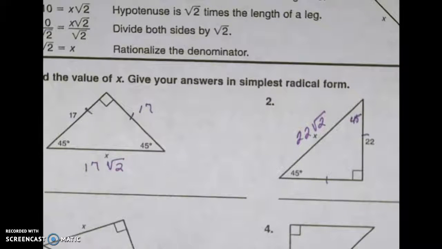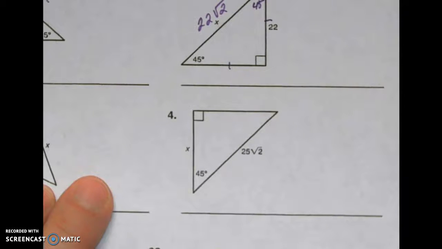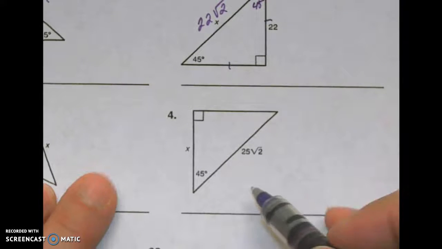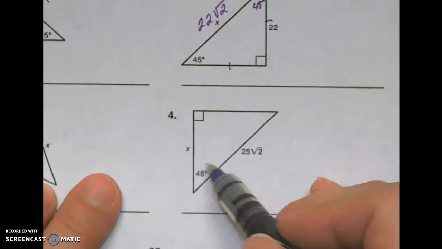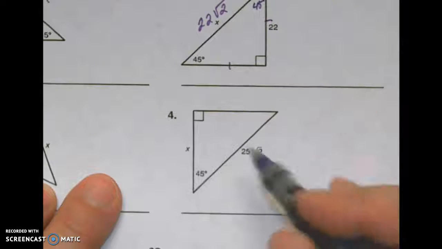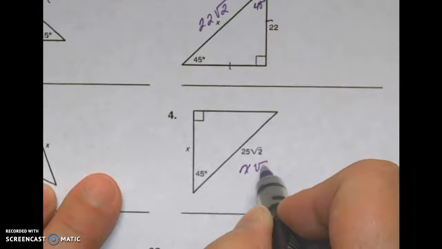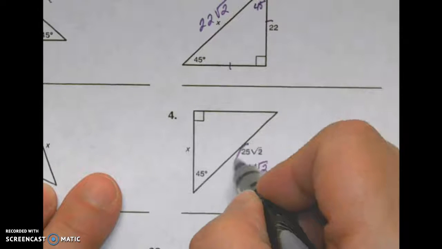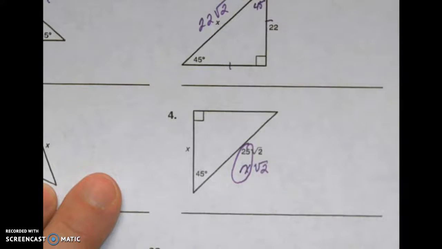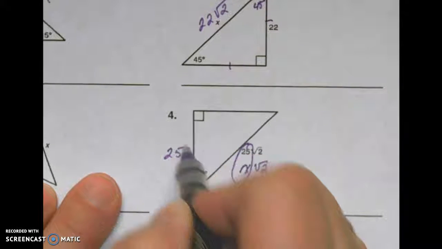I want to look at question number 4 before I go back to number 3. In question number 4, I'm given the length of the hypotenuse at 25 square root 2, and I'm looking for the length of one of the legs. I know that 25 square root 2 has to match to x square root 2, so pretty much by looking at it, I know that the 25 has to match with my x. So my x is 25.